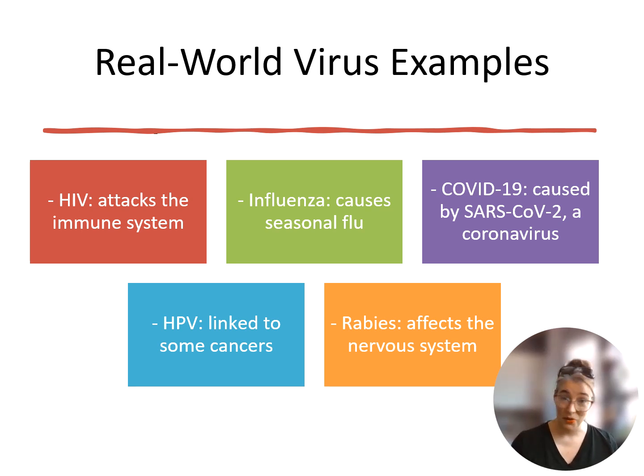COVID-19, we all have heard about this, and that's caused by a coronavirus. HPV is linked to some cancers. Rabies, this is a virus that affects your nervous system. It's more common in animals like bats, but it can infect a human as well. And just like a prion disease that also impacts your nervous system, rabies is a very scary virus, in my opinion.